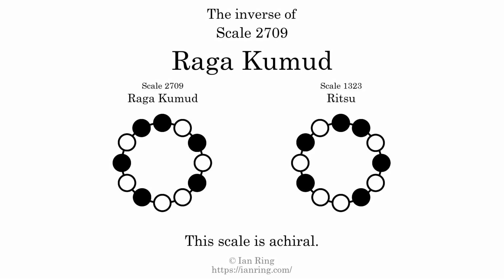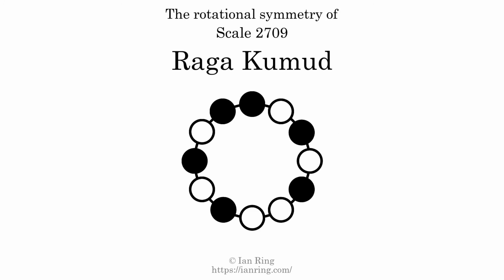The inverse of a scale is a mirror image. It is what you get when the sequence of intervals is reversed. The inverse of this scale is scale 1323, also known as Ritsu. This scale is achiral, since it can transform into its own reflection by a rotational transformation. This scale has no rotational symmetry.